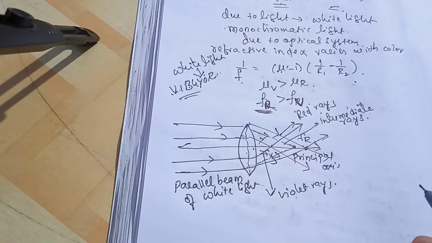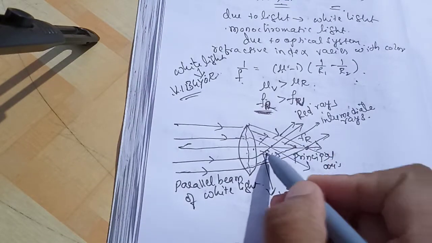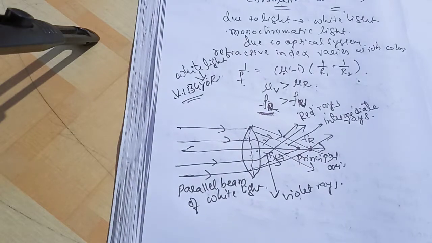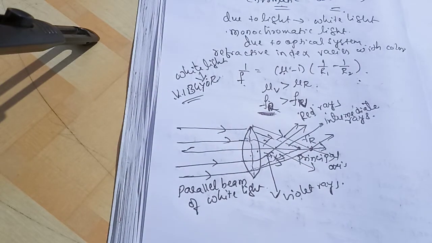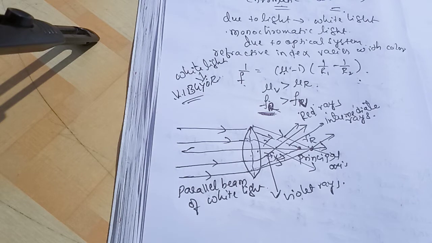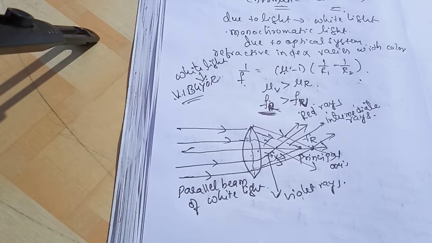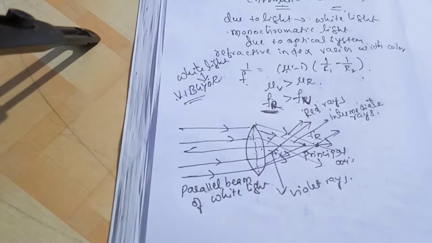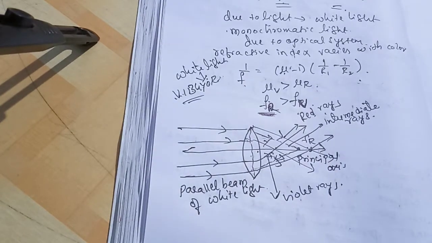Intermediate rays focus in between FV and FR. Now if we see this diagram, what are we understanding? The image is not perfect at any point.